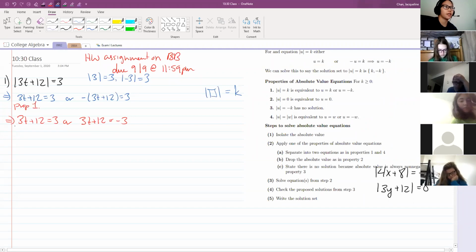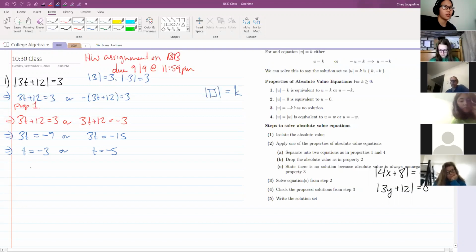Very good. So now we're going to solve for t. I have 3t plus 12 equals 3. Subtract 12 from both sides, I get 3t is equal to negative 9. Divide both sides by 3, I get t is equal to -3. Over here, I'm going to subtract 12 from both sides as well, so I get 3t is equal to -15. Divide both sides by 3, I get t is equal to -5.